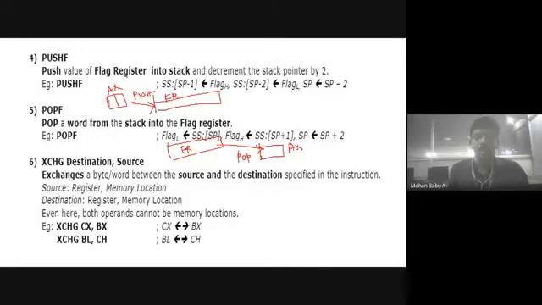Pushing the value of the flag register into the stack decrements the stack pointer by 2. So if you push the data into the stack segment, the stack pointer will be decremented by 2. If you pop a word from the stack, it goes into the flag register. I will explain with one example here. You will get some idea.